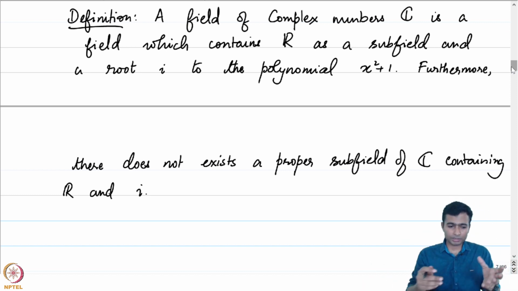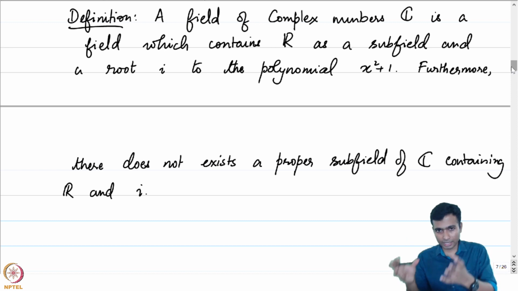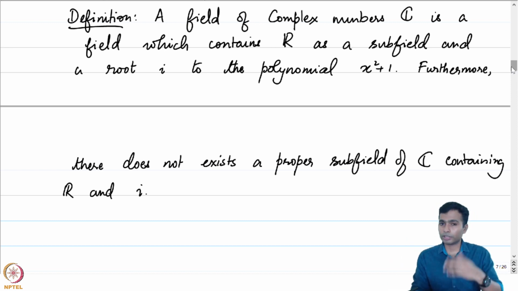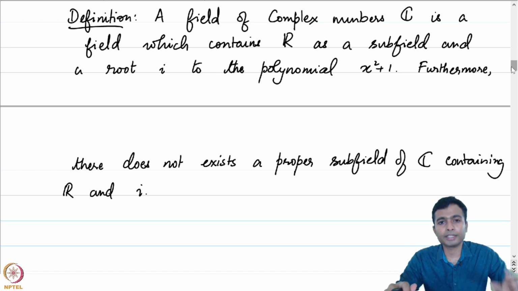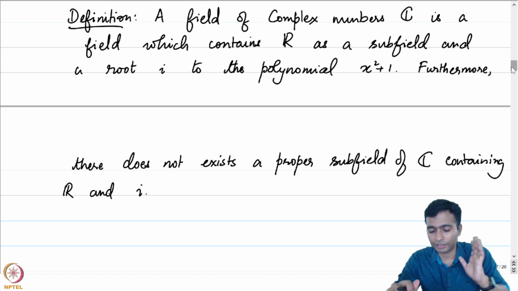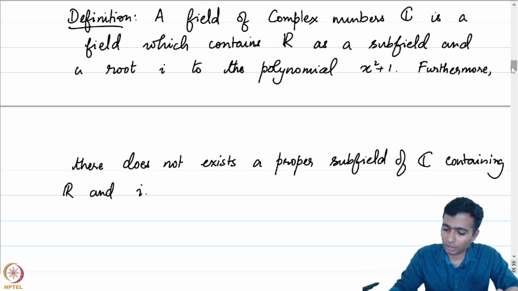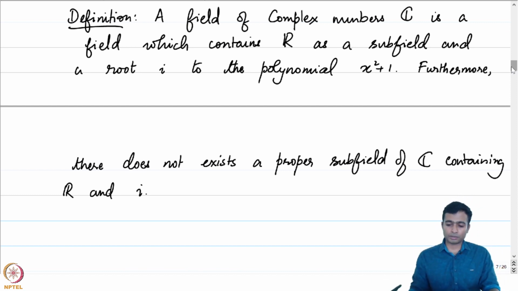A field of complex numbers is a field which contains R as a subfield, and also it has a root to the polynomial x square plus 1, and it is the smallest such field which contains both R and i. This is going to be our definition of a field of complex numbers. However, this definition immediately poses many questions. The first question would be, why would there exist such a field of complex numbers?